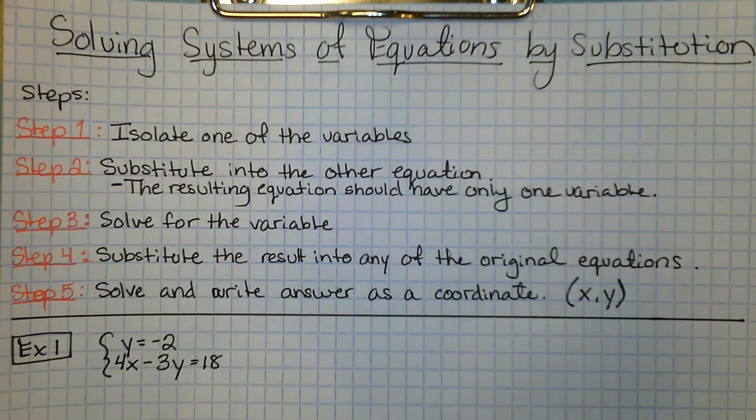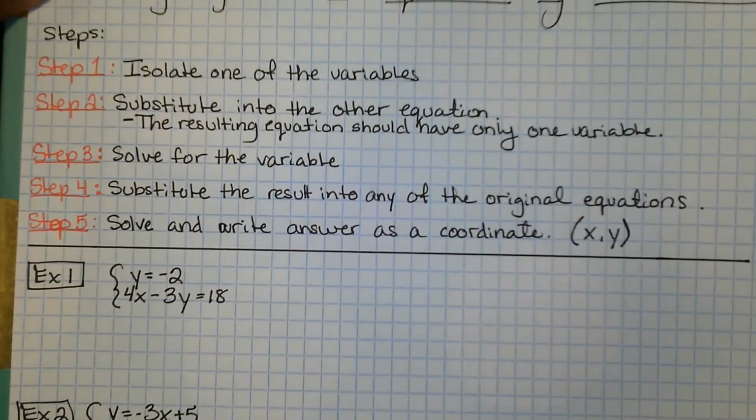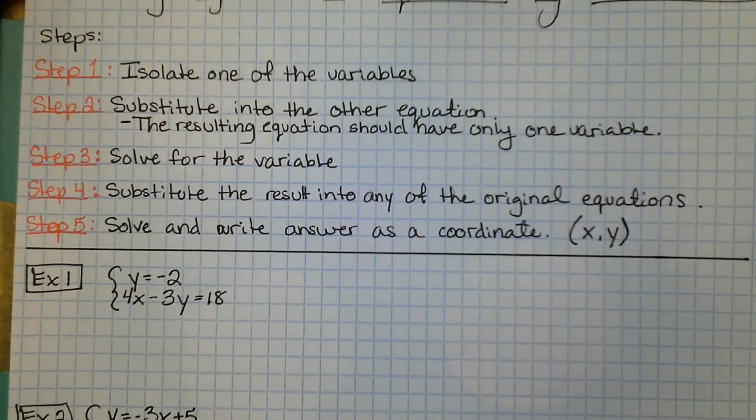Step 3, solve for the variable. Step 4, after we solve for the variable, we will then take that answer and substitute it into any of the original two equations. And once we substitute into the original equation, we will solve and write our answer as a coordinate. So we will follow these steps as we work through these examples.